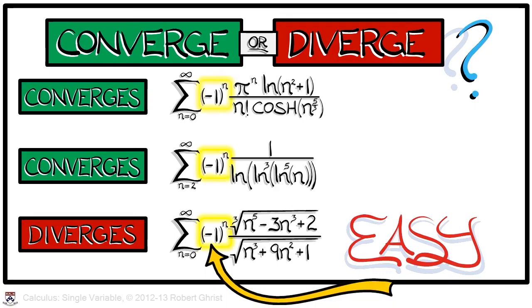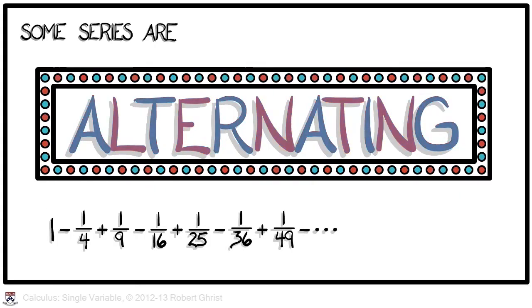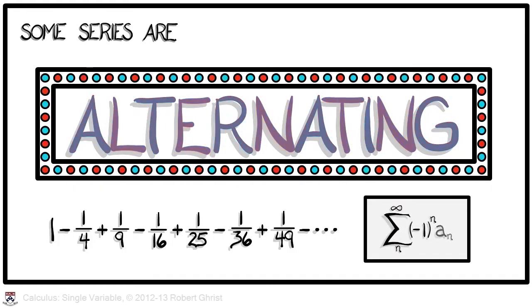It is easy because of this term in front, the -1 to the n, a term which, ironically, renders most of our prior tests useless. However, these are examples of alternating series whose terms alternate between positive and negative. Such series are very easy to work with. One often writes them in the form sum over n of -1 to the n, a sub n, where the a sub n terms are positive.